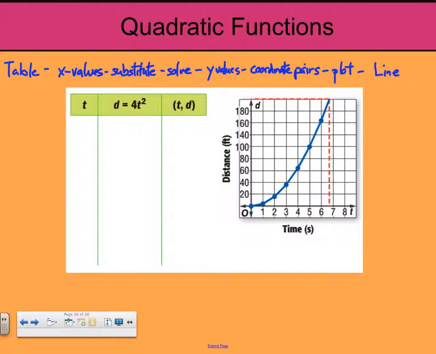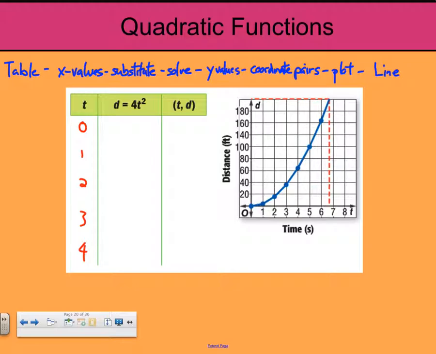So the one thing that is different about this scenario is that it's a real-world scenario. We're talking about time and distance, and in the real world, time and distance usually are not negative. So we are just going to use positive values. So let's plot about 5 points. So I'm going to use 0, 1, 2, 3, and 4.